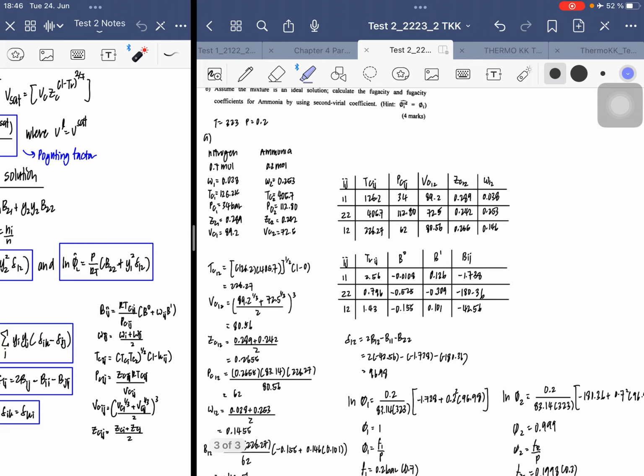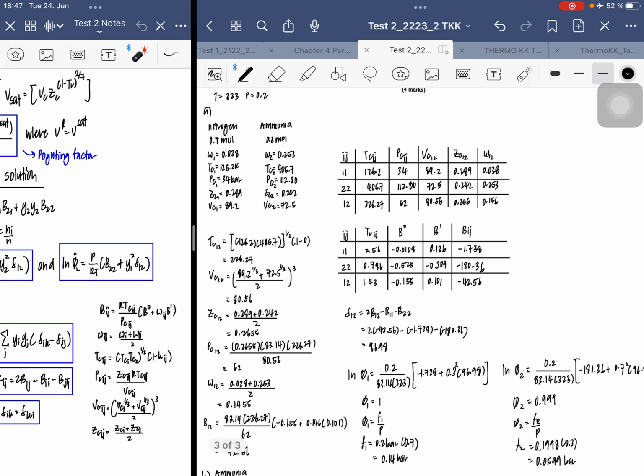So first you want to extract TCIJ. When I say T11, it means the temperature of the first species, because 1 to 1 is just 1. It's actually just T1, the temperature of the first species, and T22 is just T2, and T12 is the combined temperature of species 1 and 2.